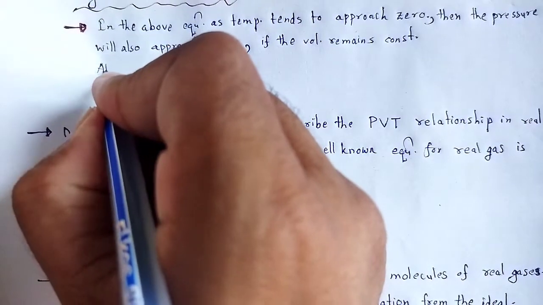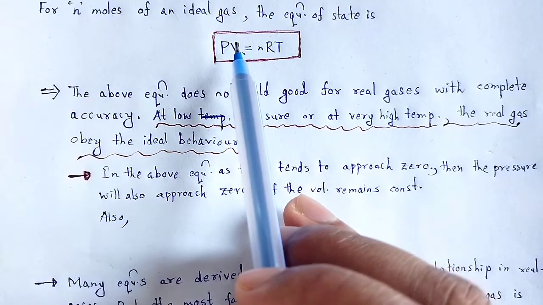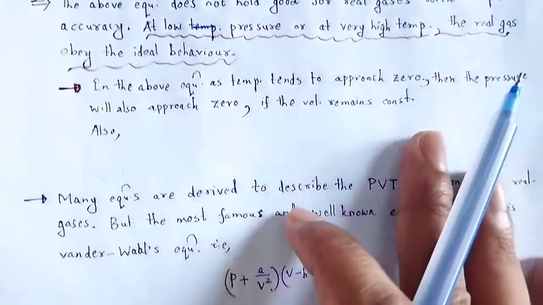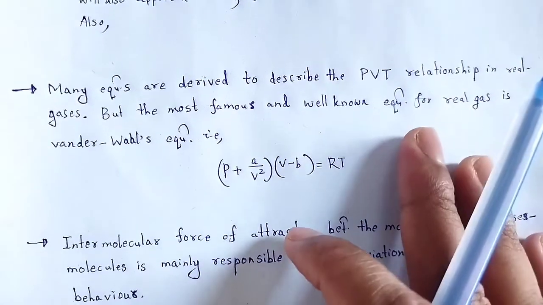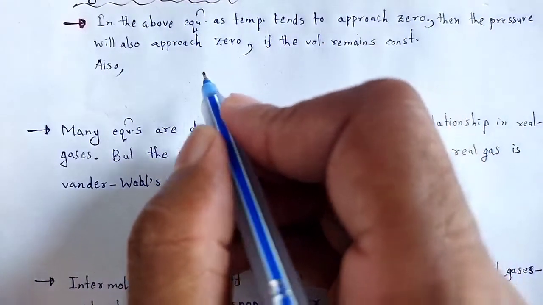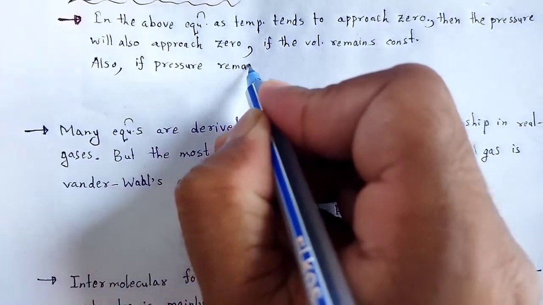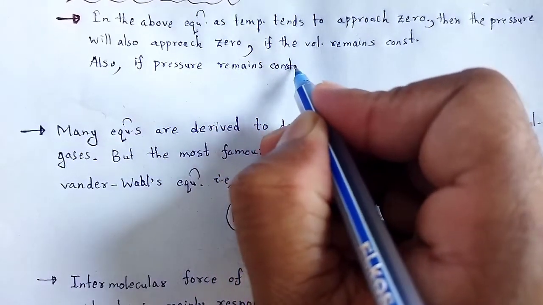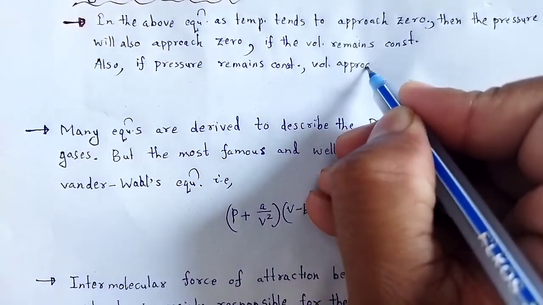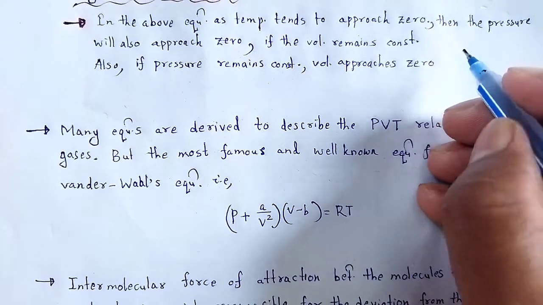Another possible case: if pressure remains constant, volume approaches 0 when the temperature approaches 0.